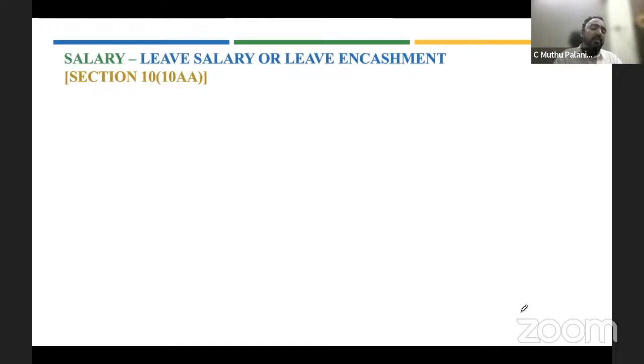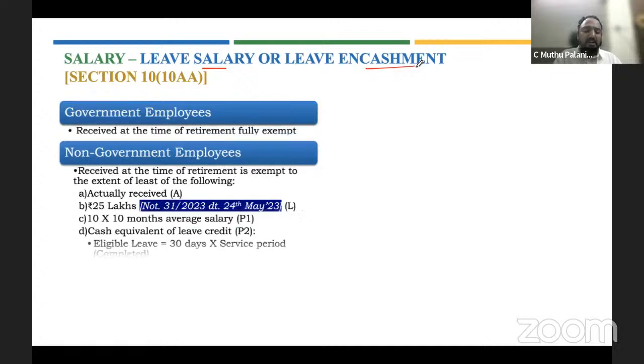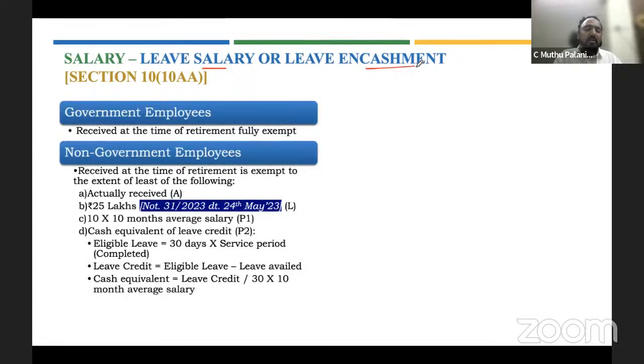The next component we are going to understand is leave salary or leave encashment. We all know what this means. Leave salary could be for a government employee or a non-government employee. For a government employee, it is received at the time of retirement and is fully exempt. If you actually look at it, there are a lot of benefits for government employees, right? Most of them are exempt. But if it's a non-government employee, people like us need to face this. It is partially taxable, partially exempt.